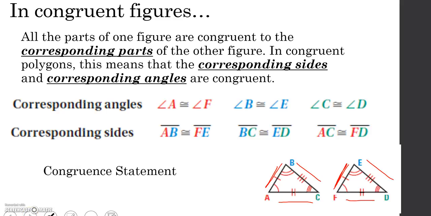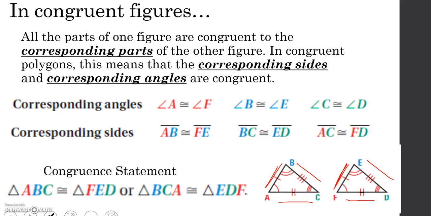Then we can create something known as the congruent statement, and it's very important for you to know and understand how these work. The order of the letters does matter. When we're naming a triangle, say the triangle on the left, and I just call it triangle ABC, on its own it does not matter what order I use. But when you create the congruent statement, saying the first triangle is congruent to the second triangle, take a look at the letters.